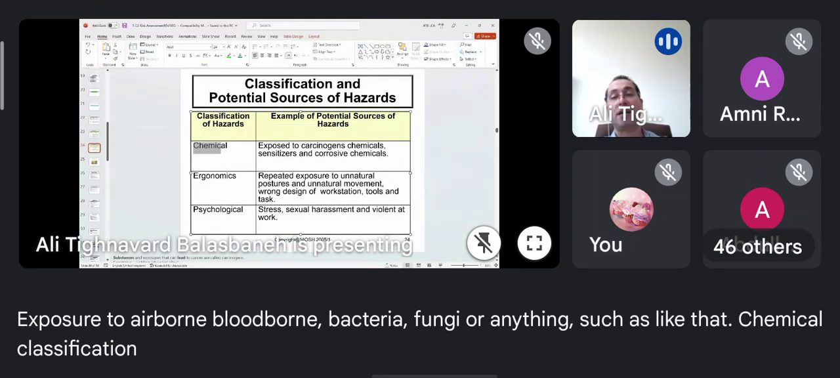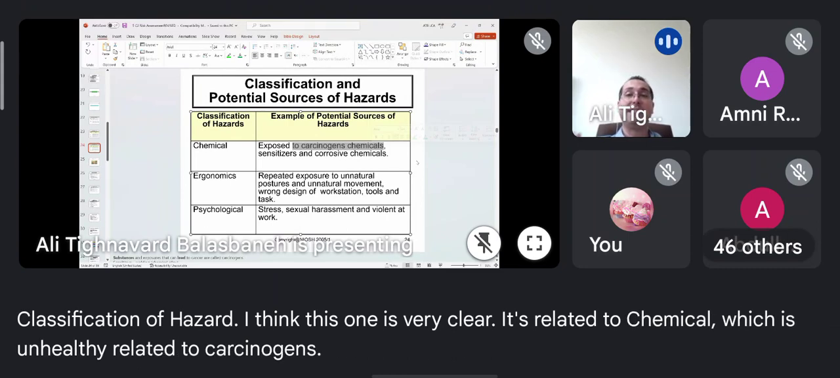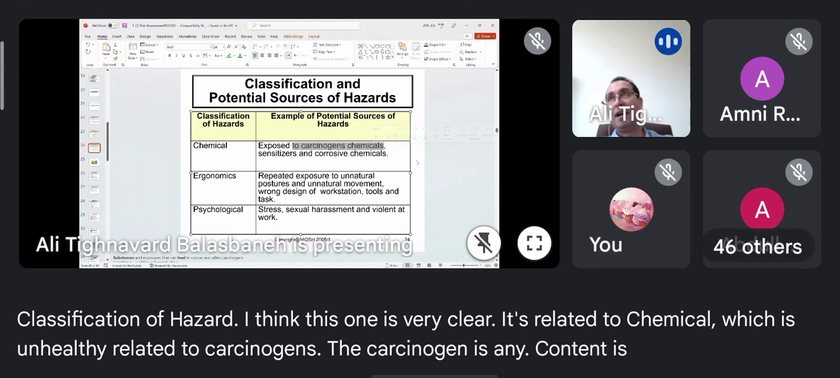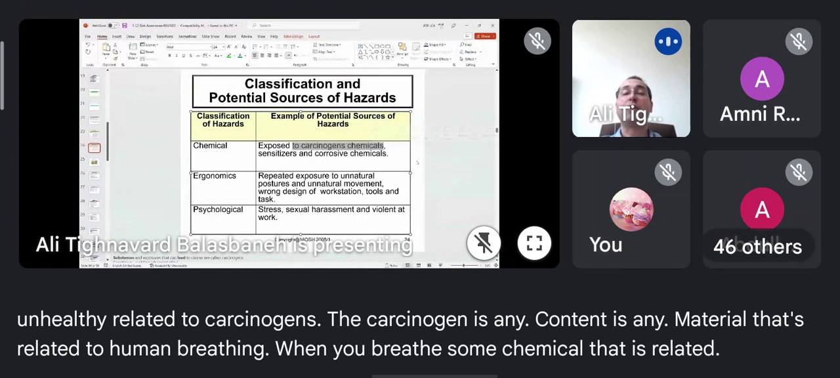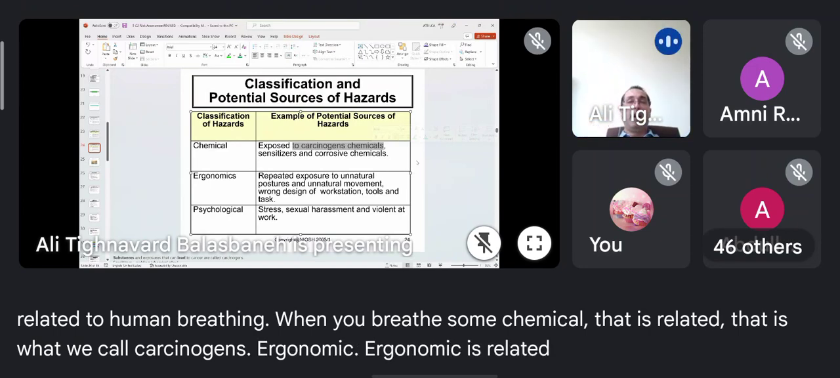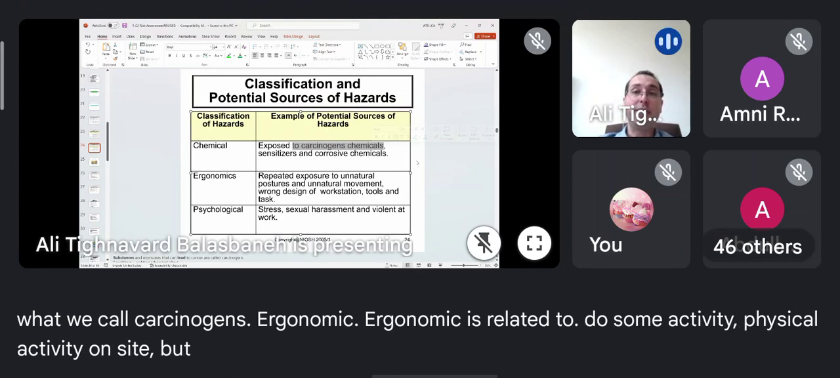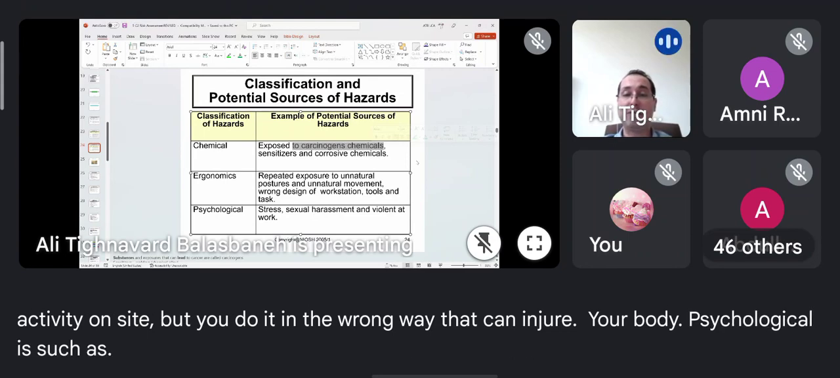Chemical classification of hazard, I think this one is very clear, is related to chemicals which are unhealthy, related to carcinogens. A carcinogen is any material related to human breathing. When you breathe some chemical, that is what we call carcinogens. Ergonomic is related to doing some physical activity on site in the wrong way that can injure your body. Psychological is such as stress and violence at work.